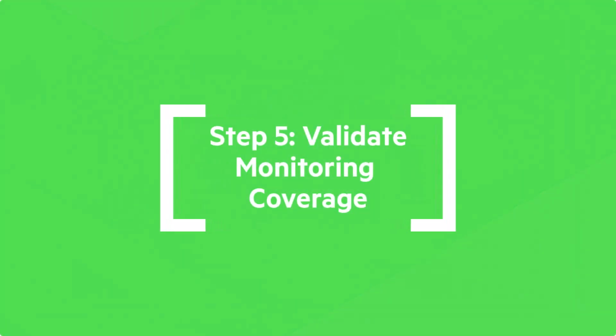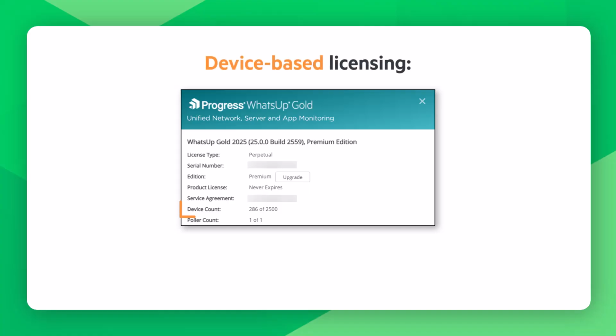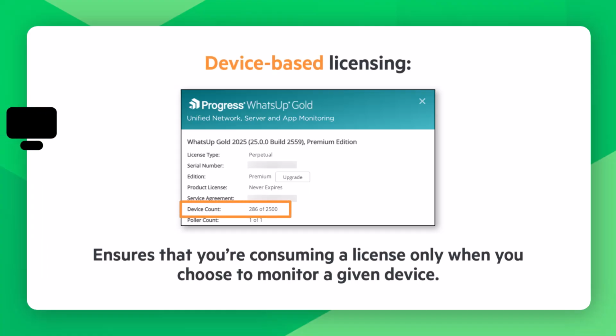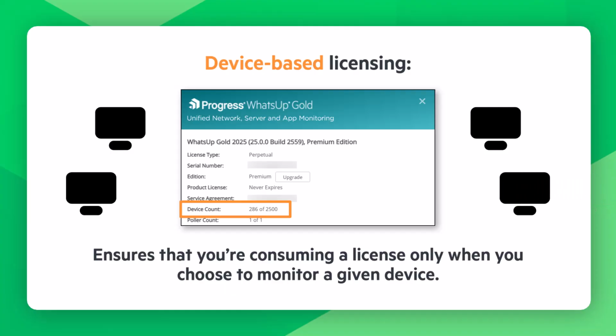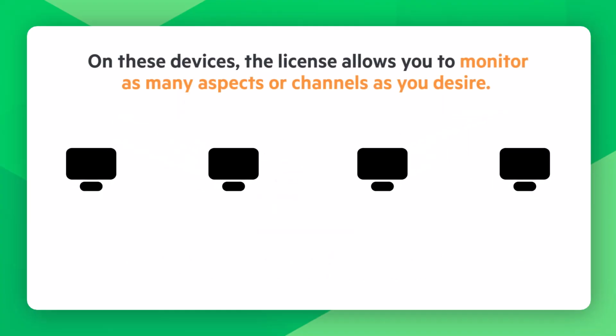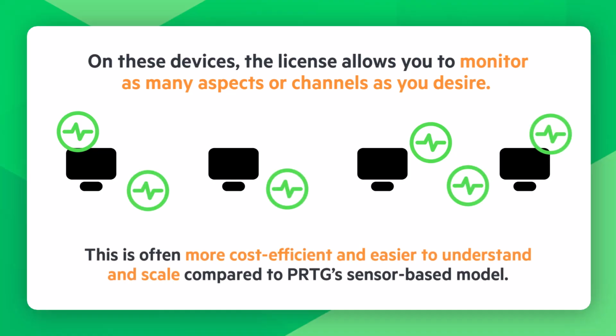After your migration, perform a gap analysis to confirm that all critical devices and services are monitored. WhatsUp Gold's device-based licensing ensures that you're consuming a license only when you choose to monitor a given device. On these devices, the license allows you to monitor as many aspects or channels as you desire. This is often more cost-efficient and easier to understand and scale compared to PRTG's sensor-based model.